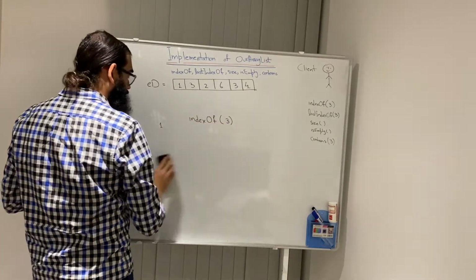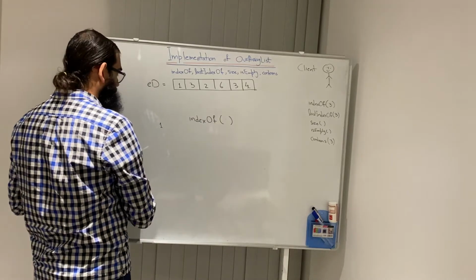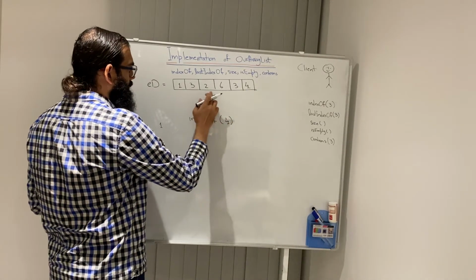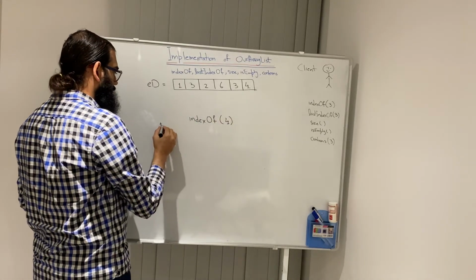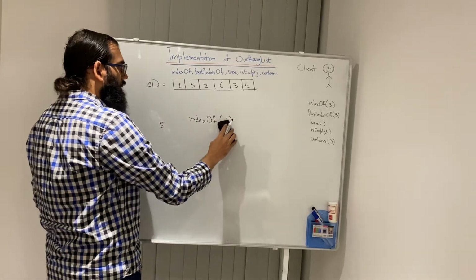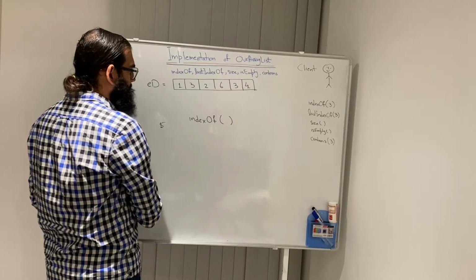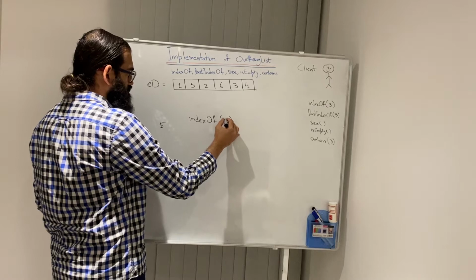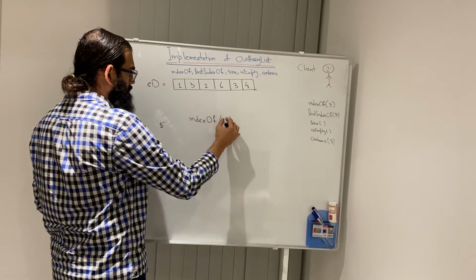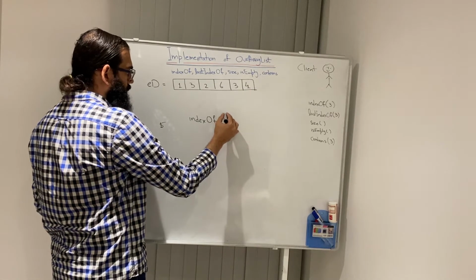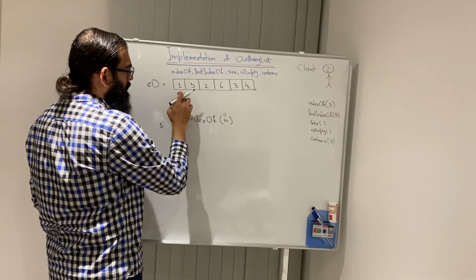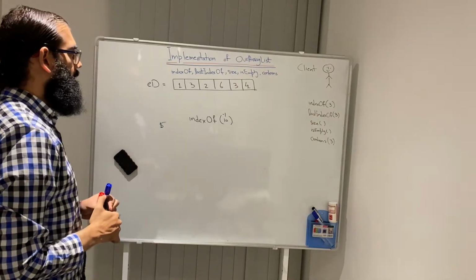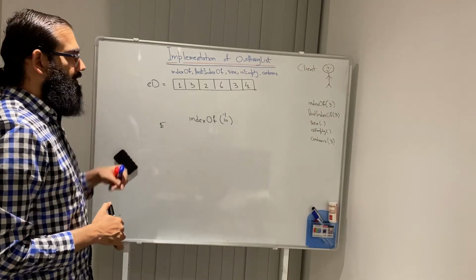And now if I ask 4, then I will get 0, 1, 2, 3, 4, 5. So my return is 5. Now if I ask for an element which is not available, maybe 10 or maybe -1, in that case it will go until the end of the size of the array, our element data, and then it will return -1.